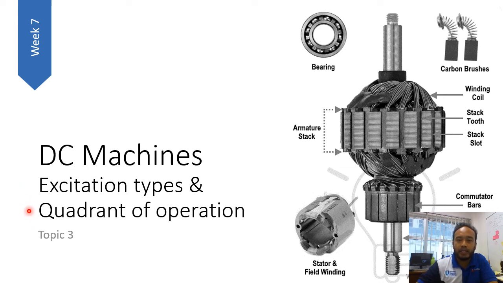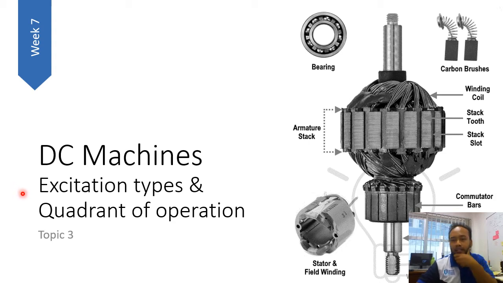So excitation types means in the first week we have learned that in a DC machine we would have an electromagnetic field created by the field winding or permanent magnet on the stator part. So in the stator part there will be a magnetic field, in which we will have an armature in the middle that will also be delivered with a certain current to produce its own magnetic field, and the interaction between the armature and the stator field will create the rotational force or the torque of the machine.